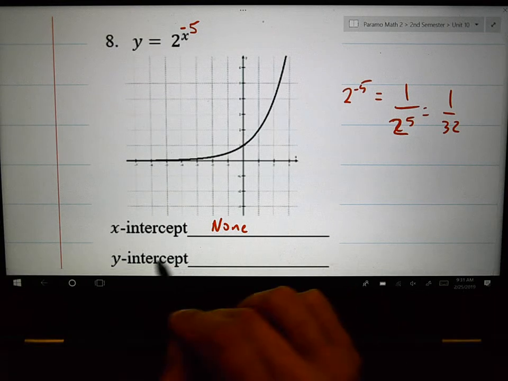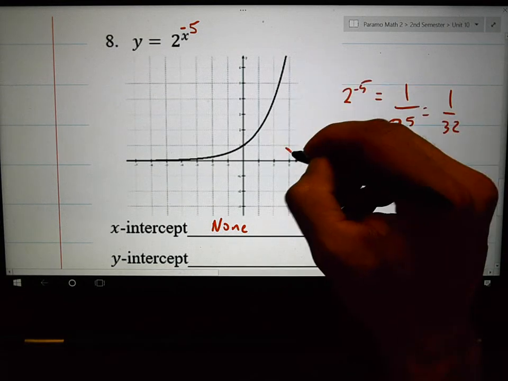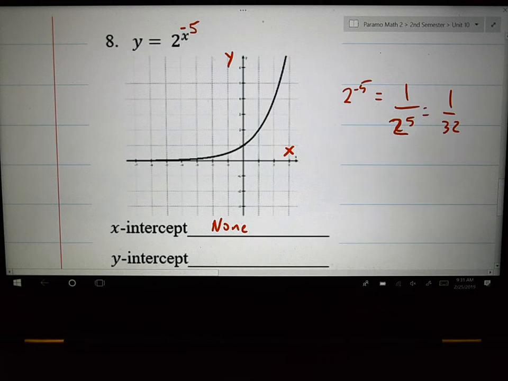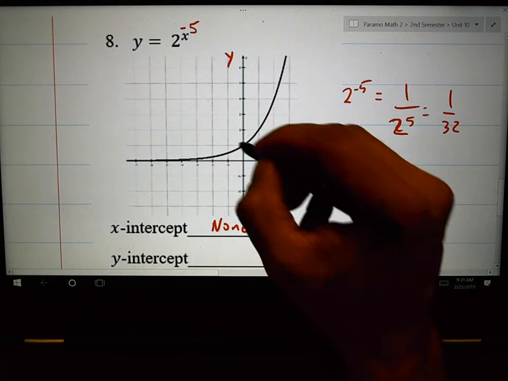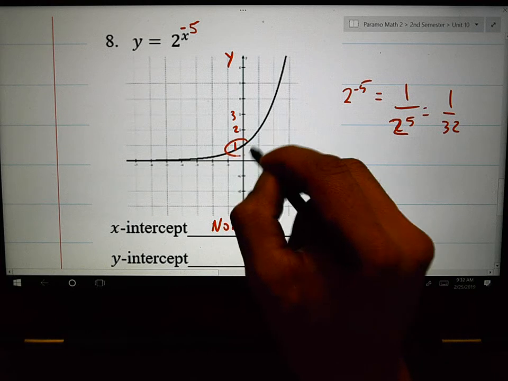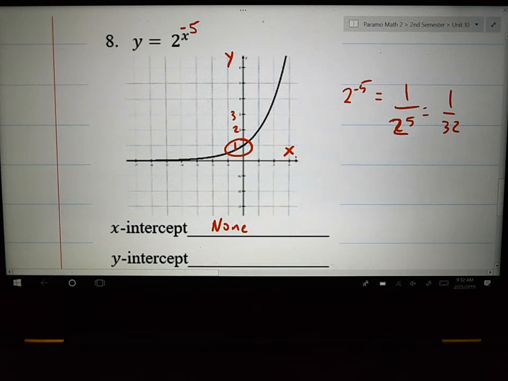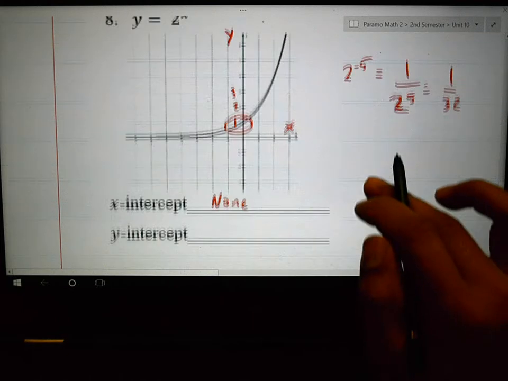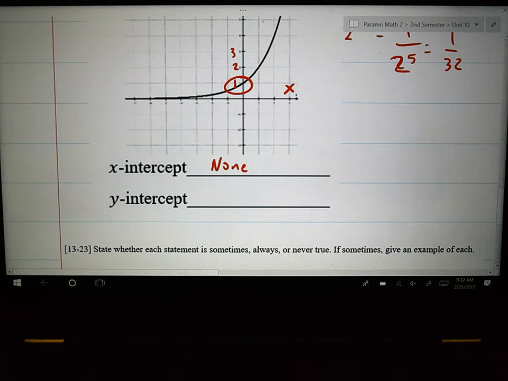The last thing, the y-intercept. I forgot to mention xy. I could put numbers down here, but I am going to label the y-axis because it crosses right there. Touches the y-axis, the y-intercept. Is it 0, 1 or 1, 0? If you think you know, say it out loud.